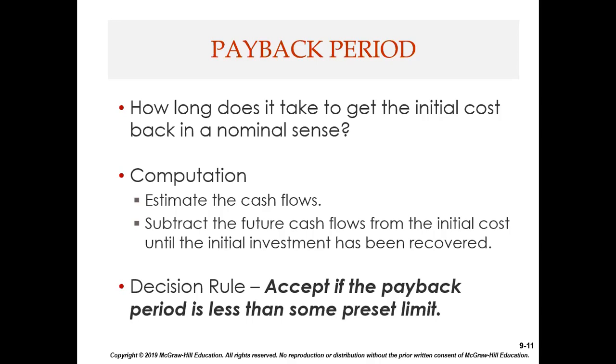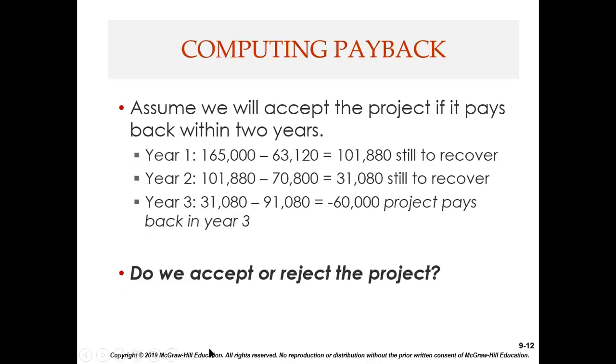Your decision here would be to accept, except if the payback period is less than some preset limit you've decided on. So it's not calculating, did you add value? It's saying, did you reach your time period goal? Take a look. Assume we will accept the project if it pays back within 2 years.